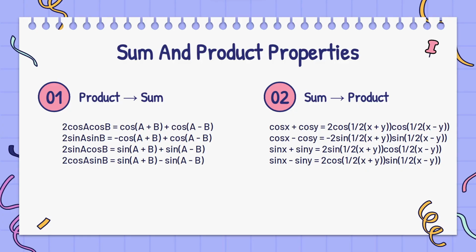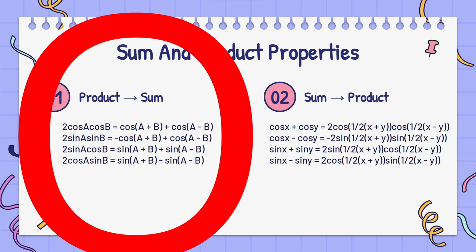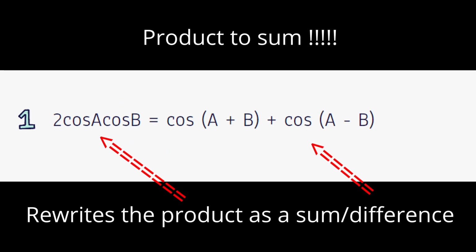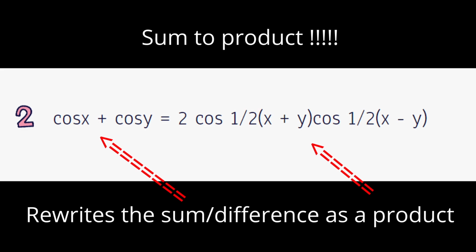The sum and product properties consist of 8 properties. The 4 on the left are product to sum, and the 4 on the right are sum to product. The product to sum identities are used to rewrite the product between sines and cosines into a sum or difference, while the sum to product identities are the reverse of the product to sum identities and are used to rewrite the sum or difference of sines and cosines as a product.